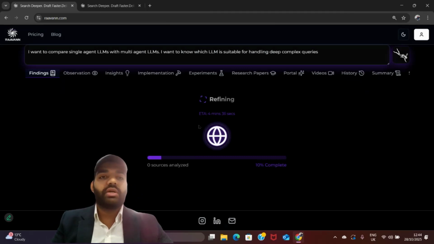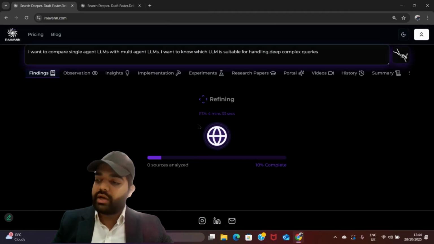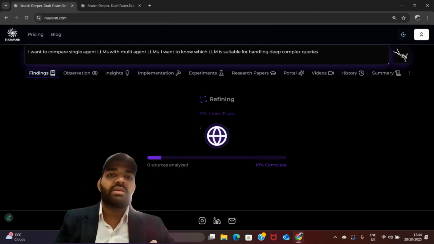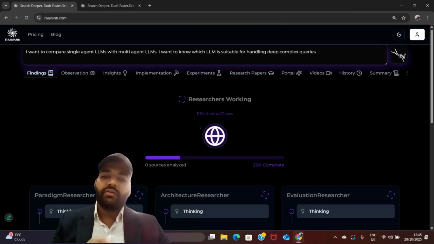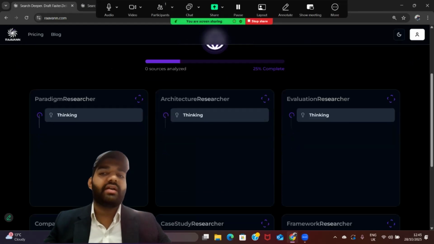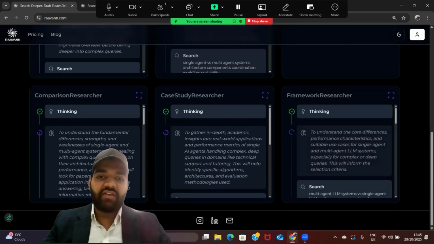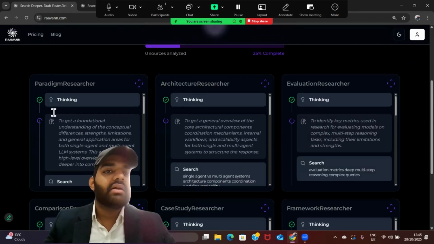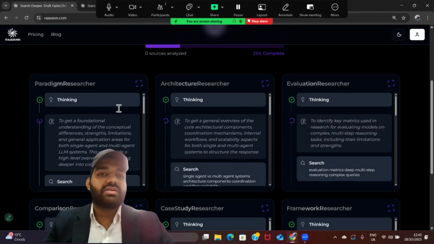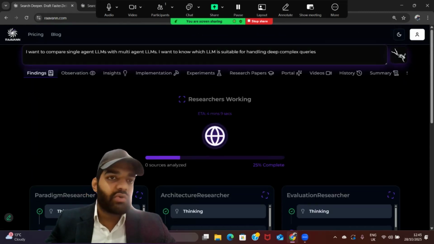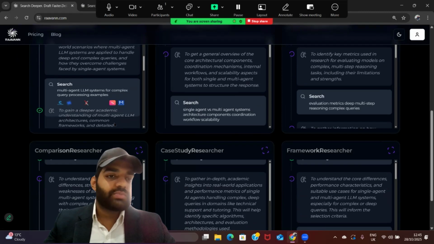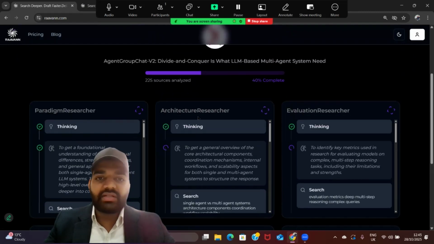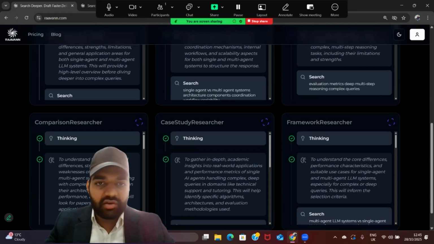In our case, because the user is willing to go into depths, it researches a lot. So we cannot do it like a small research or a quick research. We need to do a lot of research to get a concrete understanding of the subject. To do that, we have designed the architecture where you can see there are six researchers working on a single prompt. I just asked for a comparison of single agent and multi-agent, and we have six researchers working on this prompt. As you can see, we have paradigm researcher, architecture researcher, evaluation researcher, and three below.